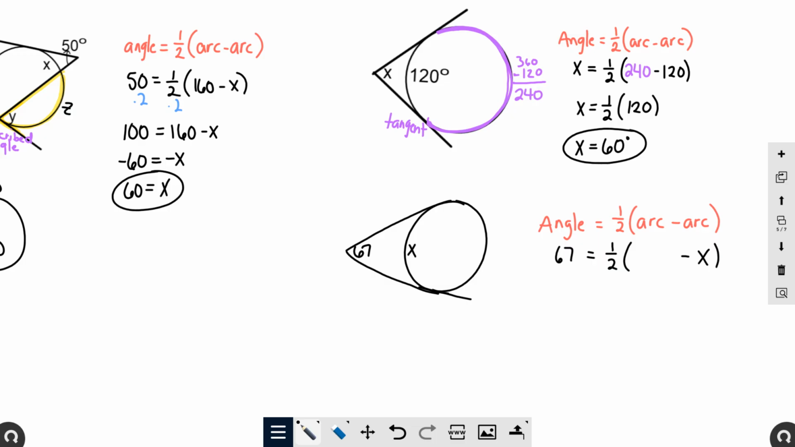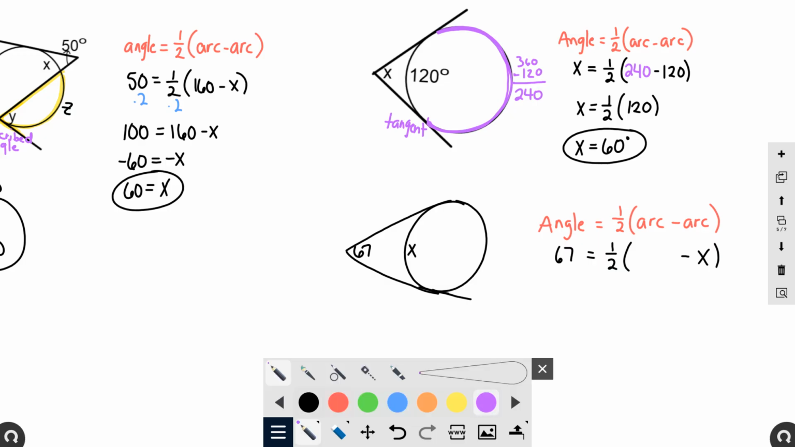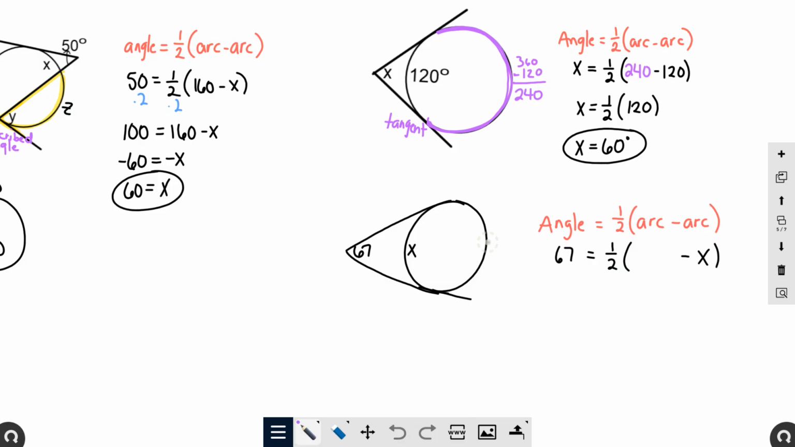That missing arc right here is going to be the same as the work that we did here. This is going to be 360 minus x because we have to minus the closer arc, not the angle. Some people like to do 360 minus 67, but that's an angle. All the sum of the arcs are going to add up to be 360. So in this spot, we're going to have 360 minus x. And then we have to minus x again because that's the closer arc. Does that make sense? So it's arc minus arc.